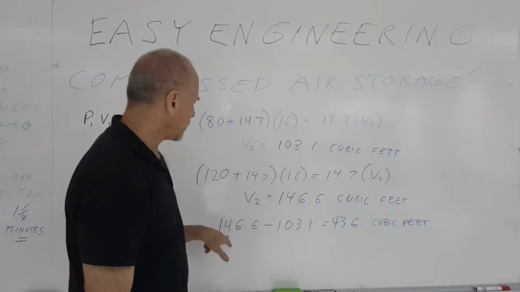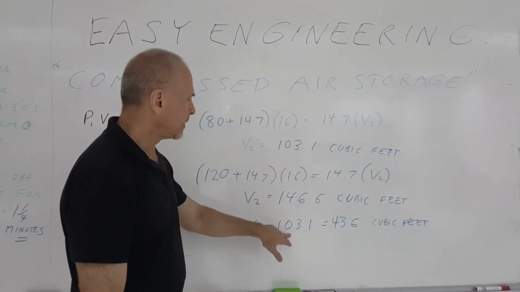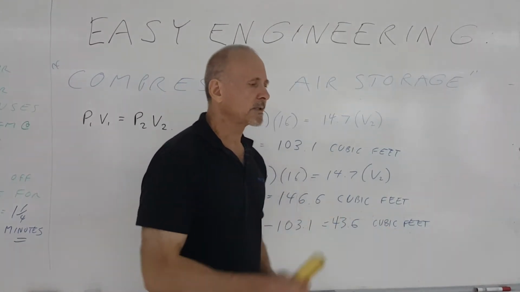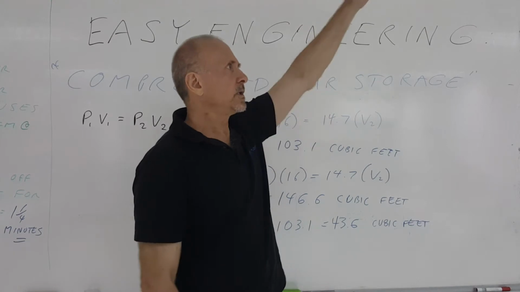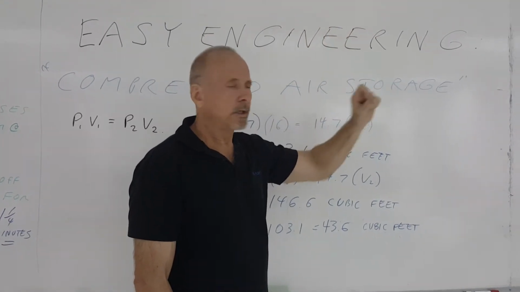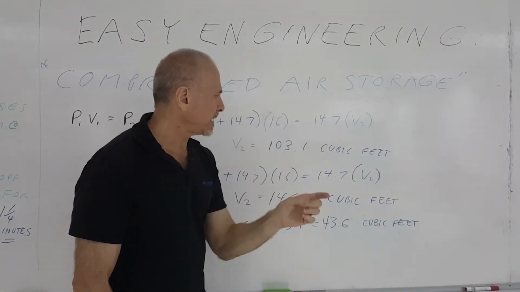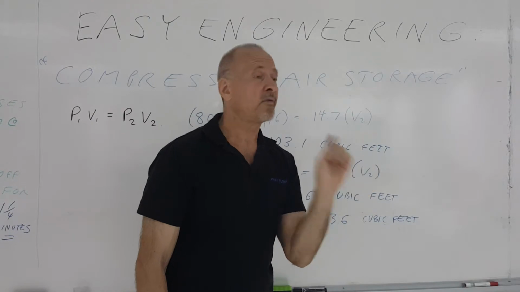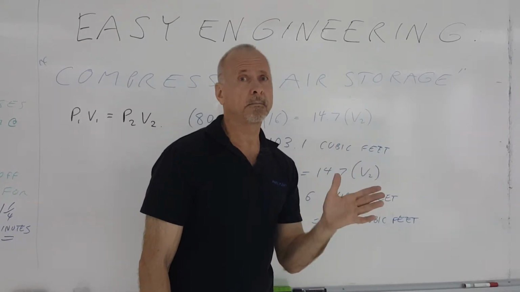So the difference is 146.6 minus 103.1 equals 43.6 cubic feet. That means you can draw from 120 pounds and let the pressure in that tank go down to 80 pounds, draw off 43.6 cubic feet of air at standard condition before the compressor even turns on.